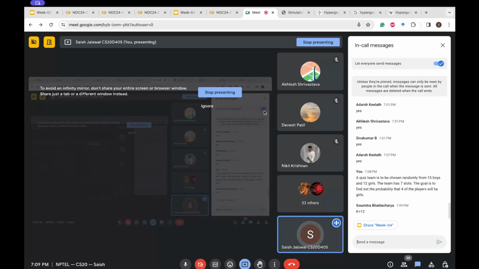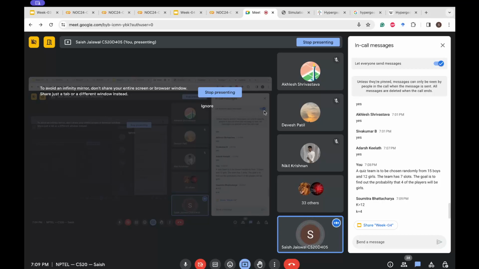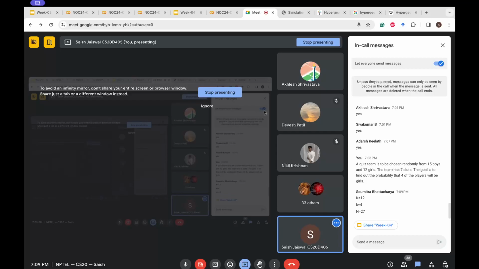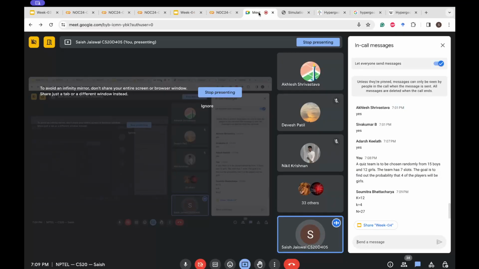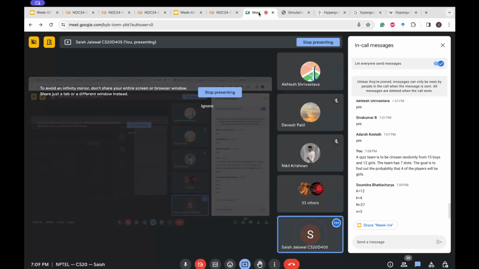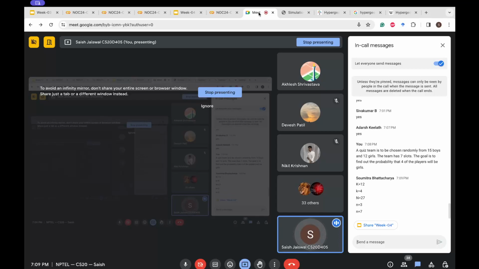So capital K will be the total number of girls. Yeah, that is correct, Soumitra. What is capital N? Small k is 4, fine. Capital N? Yes, it is 27, that is 15 plus 12, total number of people. What is small n? It's actually 7. The team has 7 slots, they mean that 7 people will be taken.